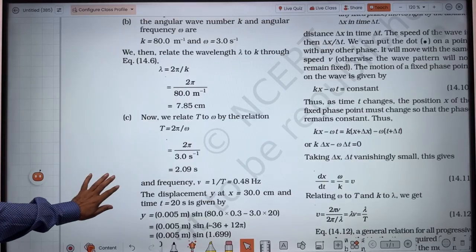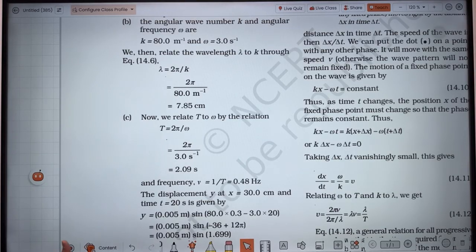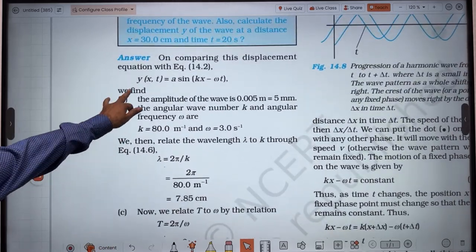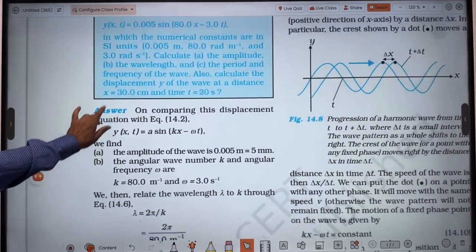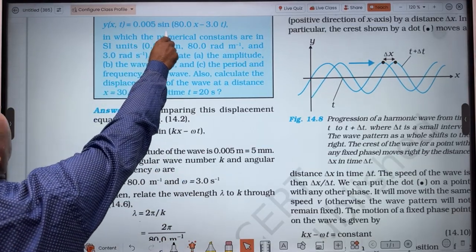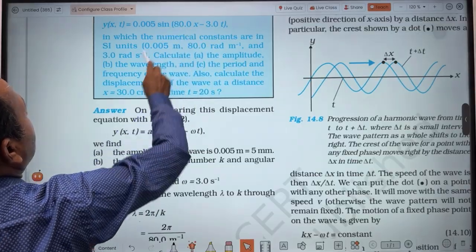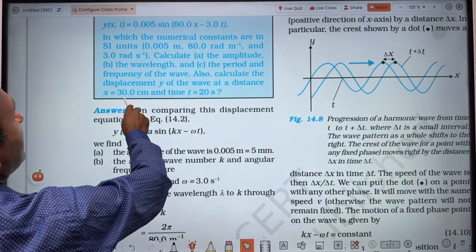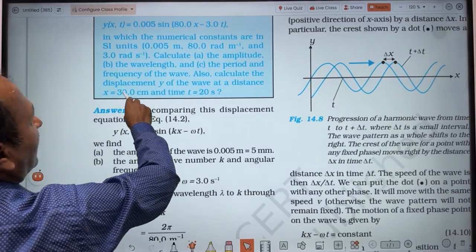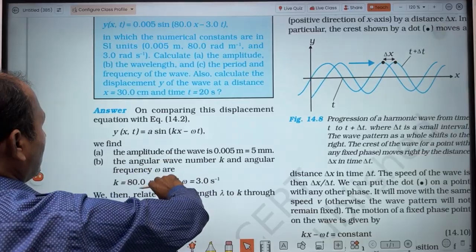Now, the last point is we have to find the displacement when the values of x and t are both given. The displacement equation, as you have seen, is y(x,t) = 0.05 sin(80x − 3t). Here x is given as 30 centimeter. This is all in SI unit, so we can convert it to SI unit. And time is 20 seconds.